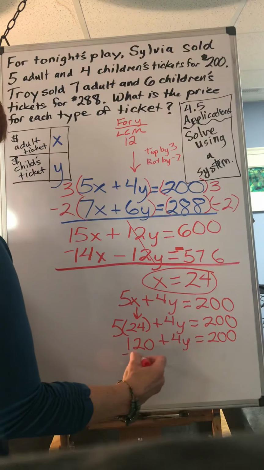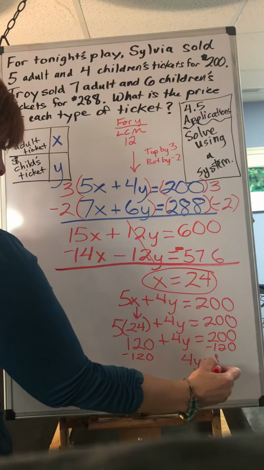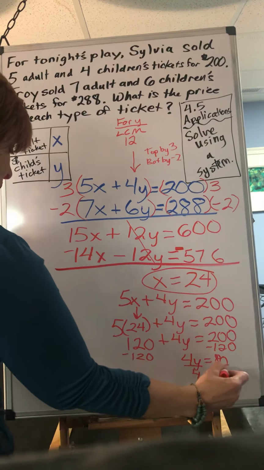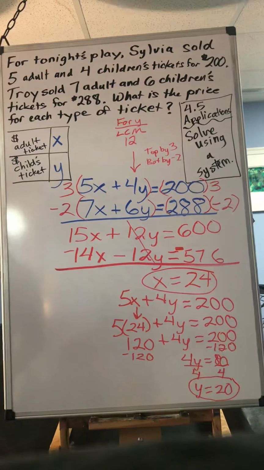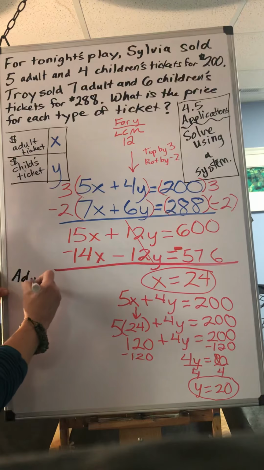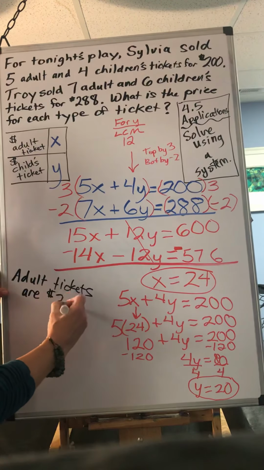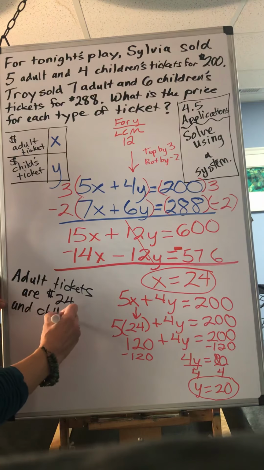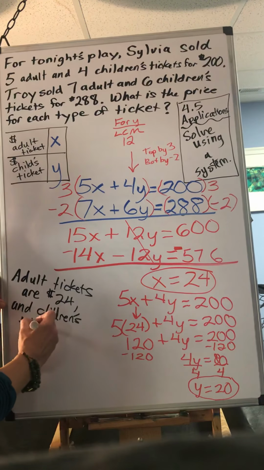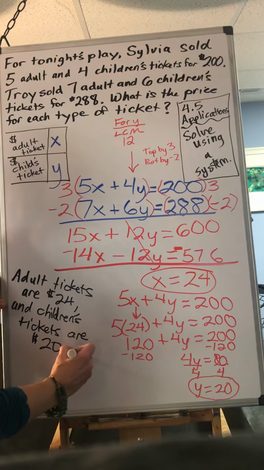The inverse of addition is subtraction. 4y is 80. Divide both sides by 4, and you'll have y is 20. Now, you need to go back and answer the question. Adult tickets are $24 and children's are $20. I guess we should use the word each.